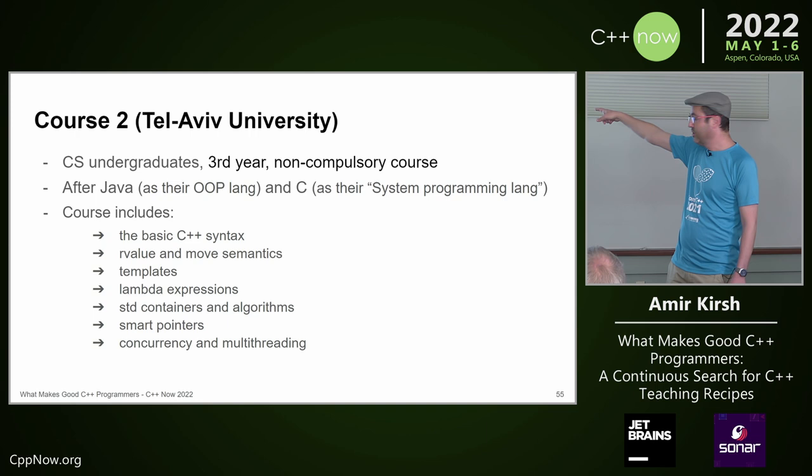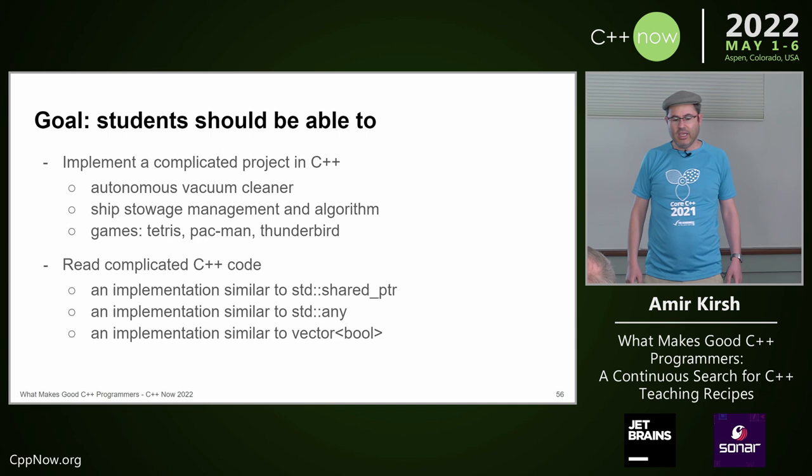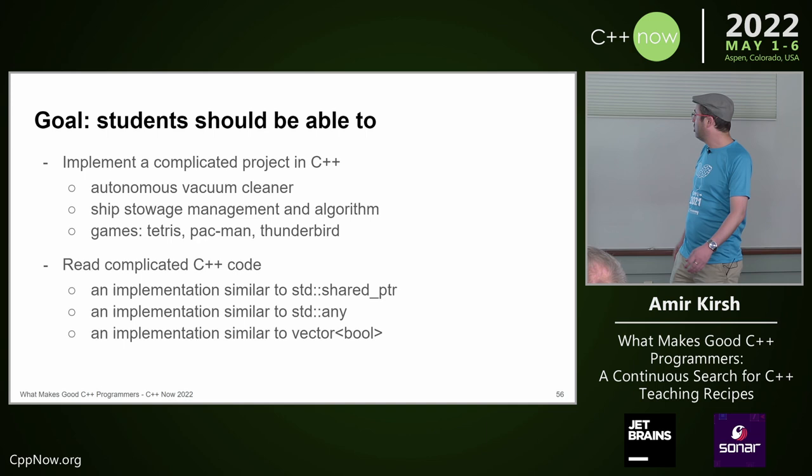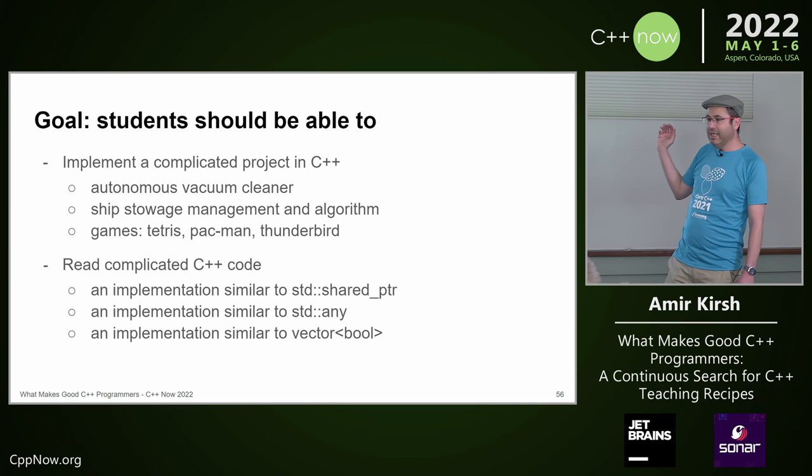In this course, the third year course, I do smart pointers and concurrency and multi-threading. So they actually do some complicated stuff. Students should be able at the end to implement complicated projects, like for example, in both courses, an autonomous vacuum cleaner that maps the house and, you know, goes back to the battery, etc. SIP storage management and algorithm. Many games. I like giving game exercises.